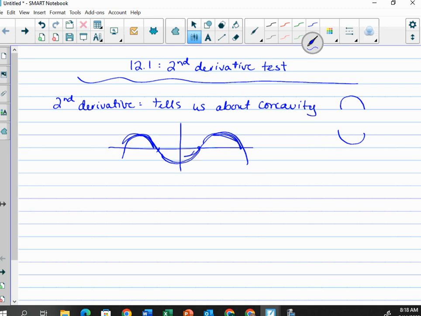All right, so the way this works, if f double prime of x, the second derivative, is less than 0, the original f of x is concave down. And if f double prime of x is greater than 0, our original function is concave up.